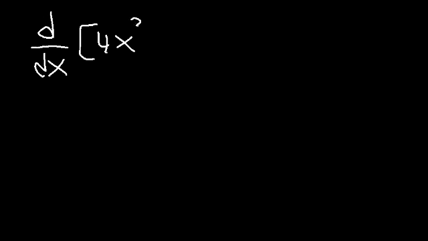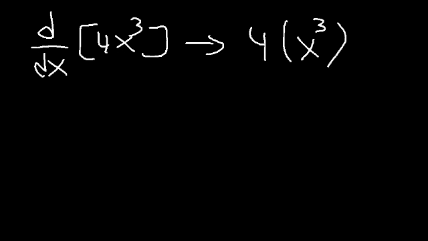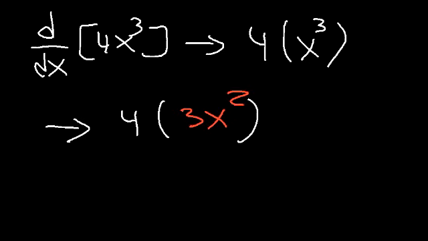Now what about the derivative of 4x cubed? What's the answer? So we have to use the constant multiple rule. Don't worry about the 4. Differentiate x cubed. The derivative of x cubed is 3x squared. And then multiply by 4. So the final answer is 12x squared.